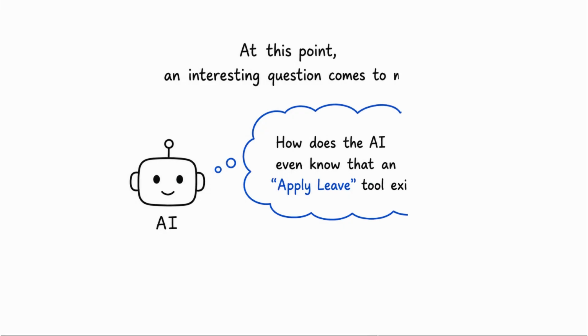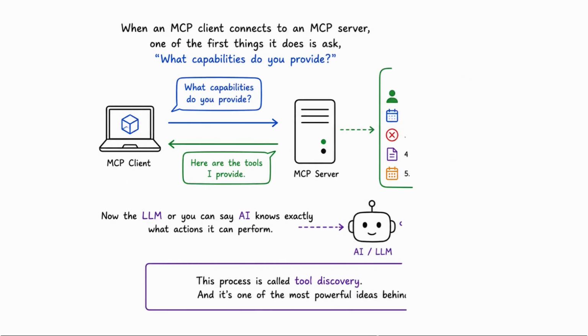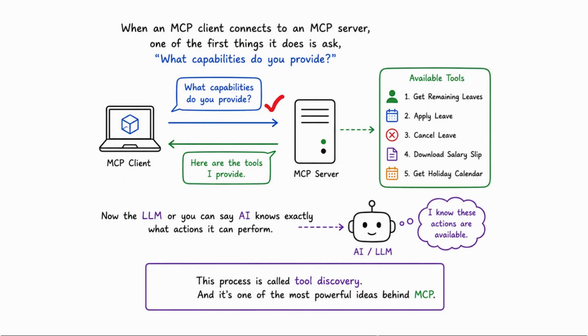At this point, an interesting question comes to mind. How does the AI even know that an apply leave tool exists? When an MCP client connects to an MCP server, one of the first things it does is ask, what capabilities do you provide? The server responds with a list of available tools. For example, get remaining leaves, apply leave, cancel leave, download salary slip, right? Get holiday calendar. Now the LLM, or you can say AI, knows exactly what action it can perform. This process is called tool discovery, and it is one of the most powerful ideas behind MCP.